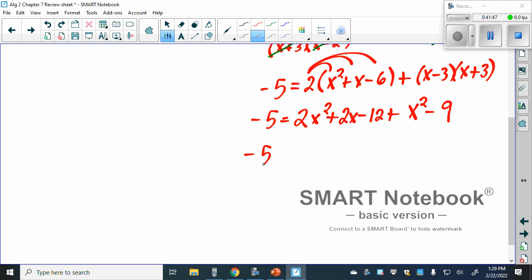Now we just need to combine like terms. So negative 5 is equal to x squared plus 2x squared plus x squared, which is 3x squared, plus our 2x minus 21.